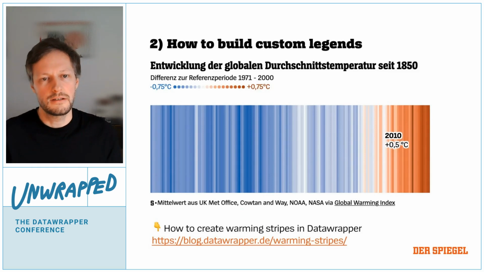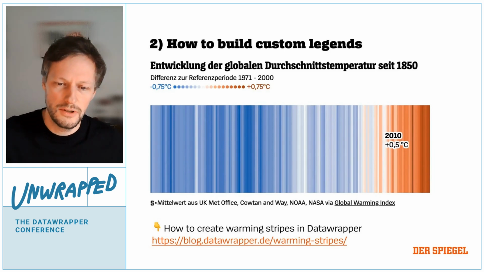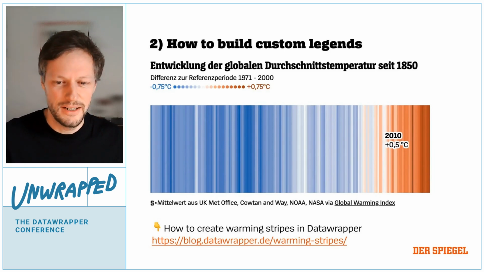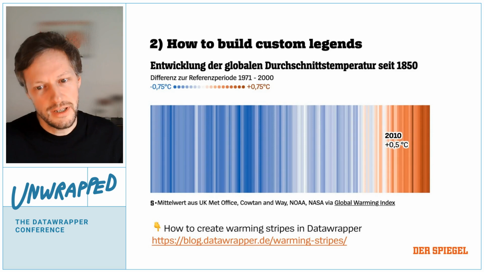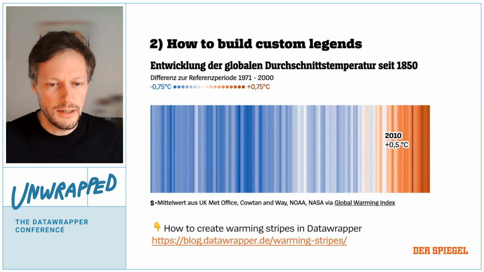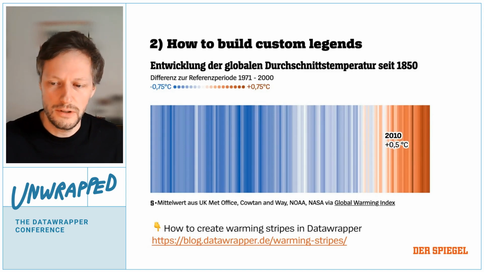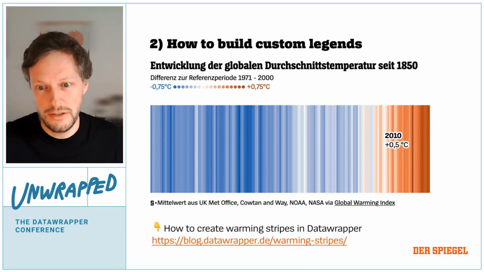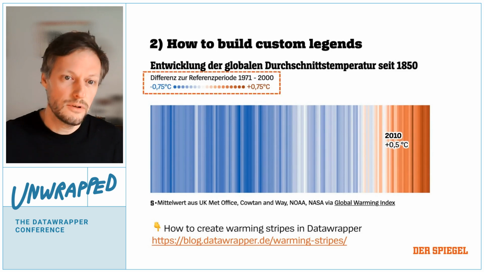So that's our second example, how to build custom legends. And I want you not to focus on the chart that's in the middle. That's a chart you're all familiar with. It's the warming stripes. You can do them in Datawrapper. This is a Datawrapper chart. I didn't invent it myself. There's a blog post by Datawrapper, which is super useful, which leads you through all the steps to build warming stripes, climate stripes in Datawrapper. So that's not what I want to focus on.